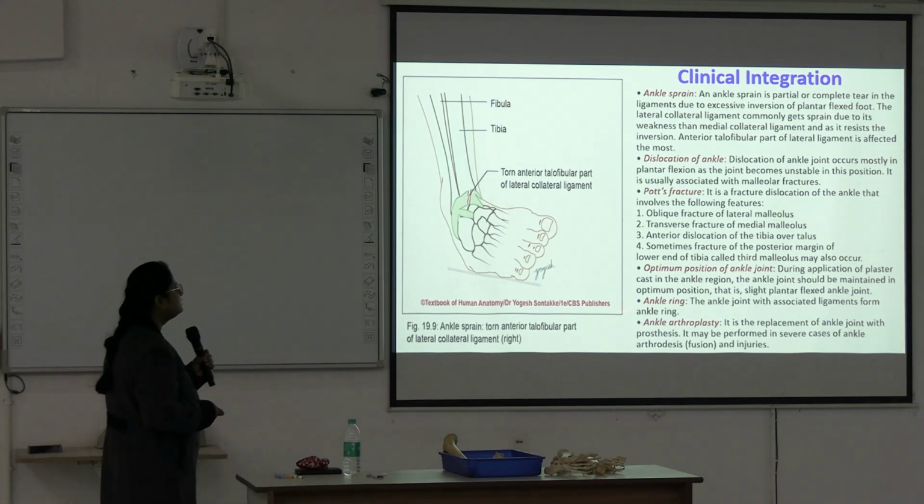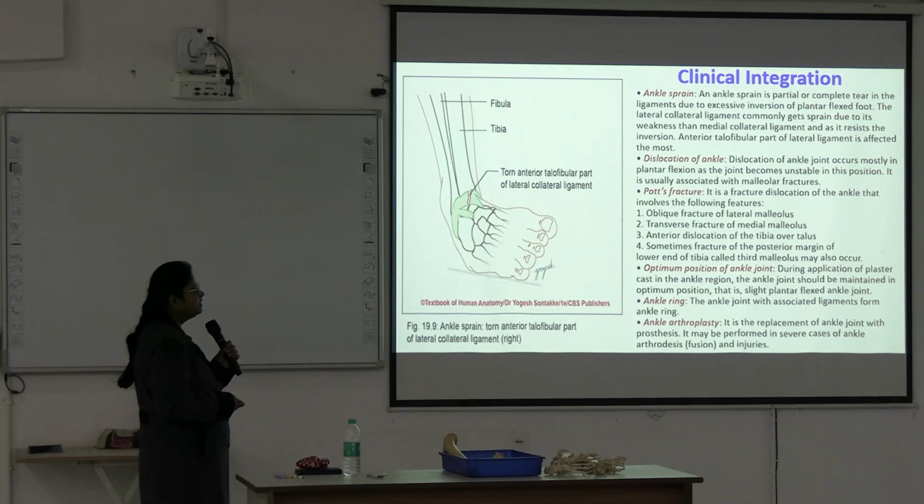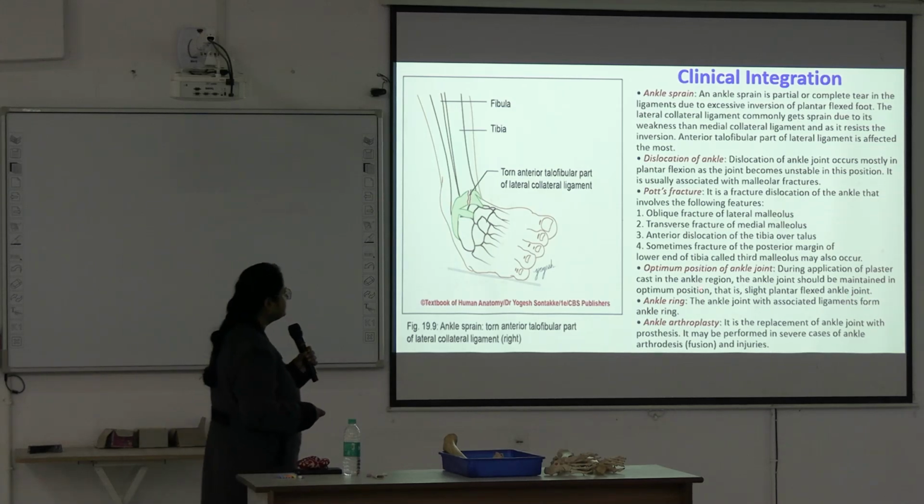Next we go to the ankle ring. Ankle joint with associated ligaments forms an ankle ring. Ankle arthroplasty is replacement of the ankle joint with a prosthesis, and it may be performed in severe cases of ankle injuries. Arthrodesis means fusion of the bones forming the ankle joint, and is done in different injuries. Okay, so these are the clinical aspects.